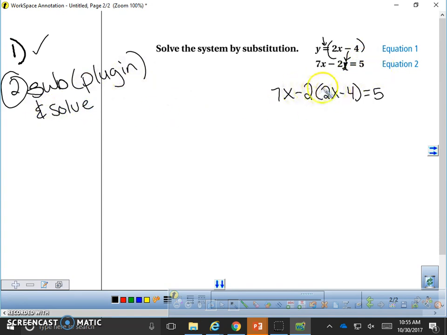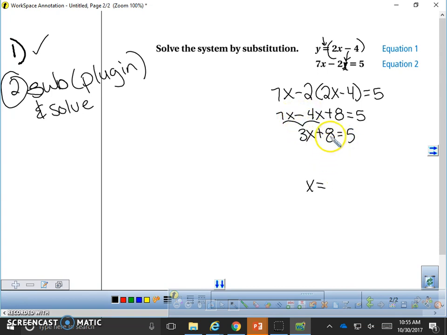What are we going to solve for? We're going to solve for x here. So at the very end of this, we're going to say x equals. All right, so 7x minus 2 times 2x is 4x, 2 times 2 is 4. And then negative 2 times negative 4 is 8. Parentheses gone. Combine like terms. We have like terms right here. 7 minus 4 is 3. X is still there.